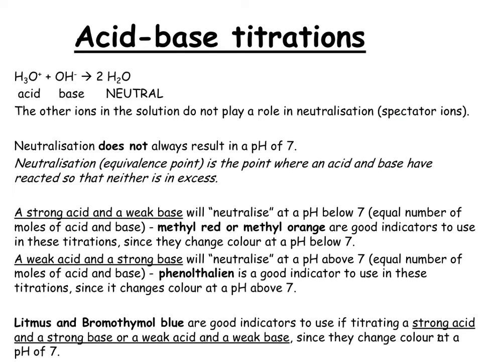Neutralization, however, does not always result in a pH of 7. Most of you will know that the pH scale goes from 0 to 14, with 7 being the midpoint and neutral being 7, generally considered. However, if you're doing an acid-base titration, we call it neutralization, but it's actually equivalence. It's often known as the equivalence point, and that is when the acid and the base have reacted so that neither one of them is in excess.